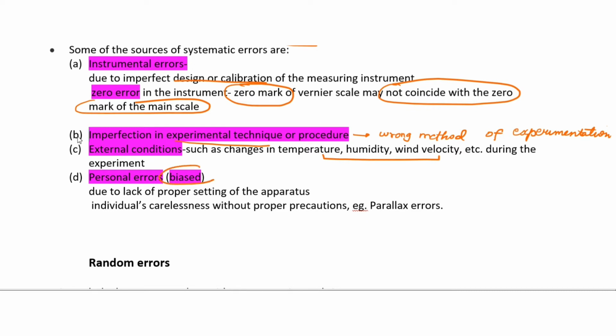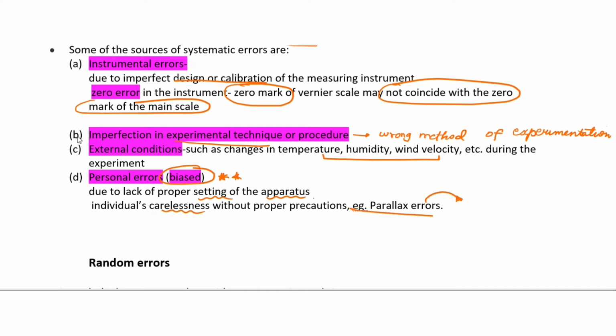Okay, next comes the fourth one, which is biased personal errors, which can be due to improper setting of the apparatus, or it can be due to the carelessness of the person who's doing the experiment, when we do not take the proper precautions. All this comes under biased. Okay, biased personal errors. So here parallax error is an example of biased personal errors. So what do we mean by parallax?